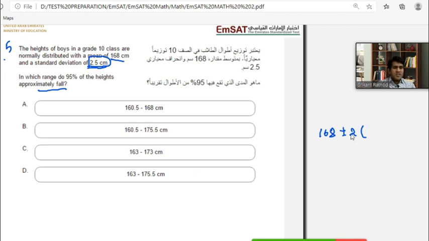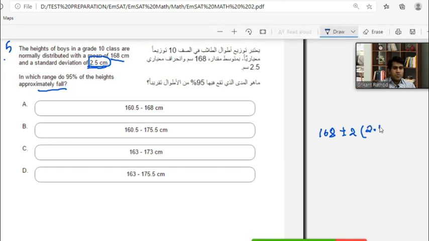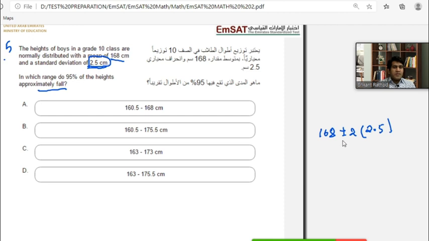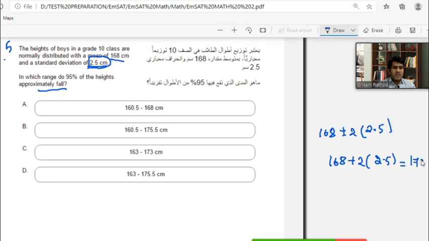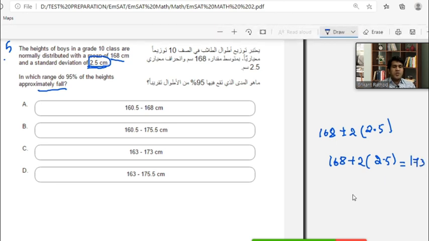So mean plus or minus 2 times the standard deviation 2.5. Why am I writing plus or minus? Once you have to do it as plus, and then next you have to do it as minus to find the range. So I can do here 168 plus 2 times 2.5. What is this value going to be? 2 times 2.5 is 5. 5 plus 168 is 173. This is the maximum of the range.